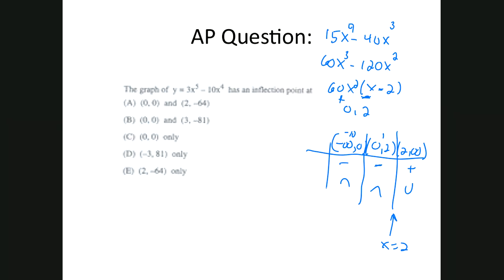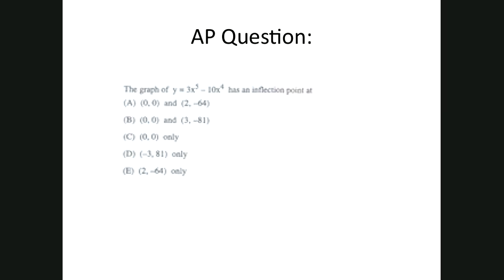I've done this problem so many times in my career that I knew the answer because everybody goes for A as soon as they find the two values, the 0 and the 2. And it's like, no, you've got to check to make sure that it changes from positive to negative or negative to positive, or else it's not a point of inflection.